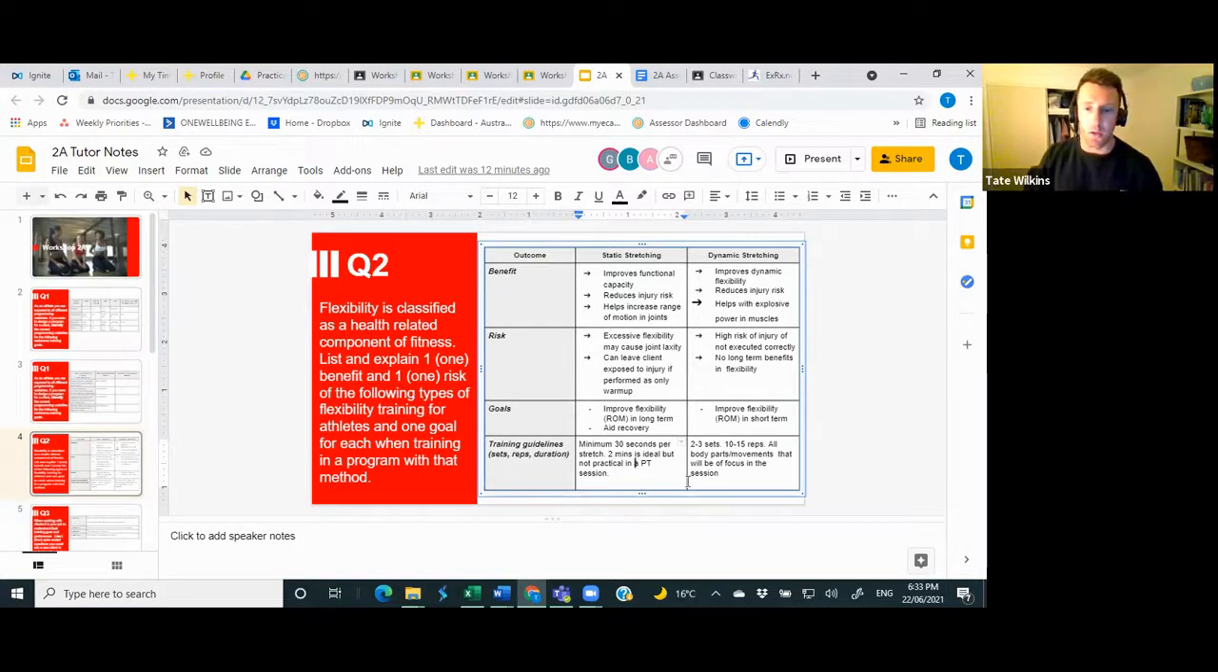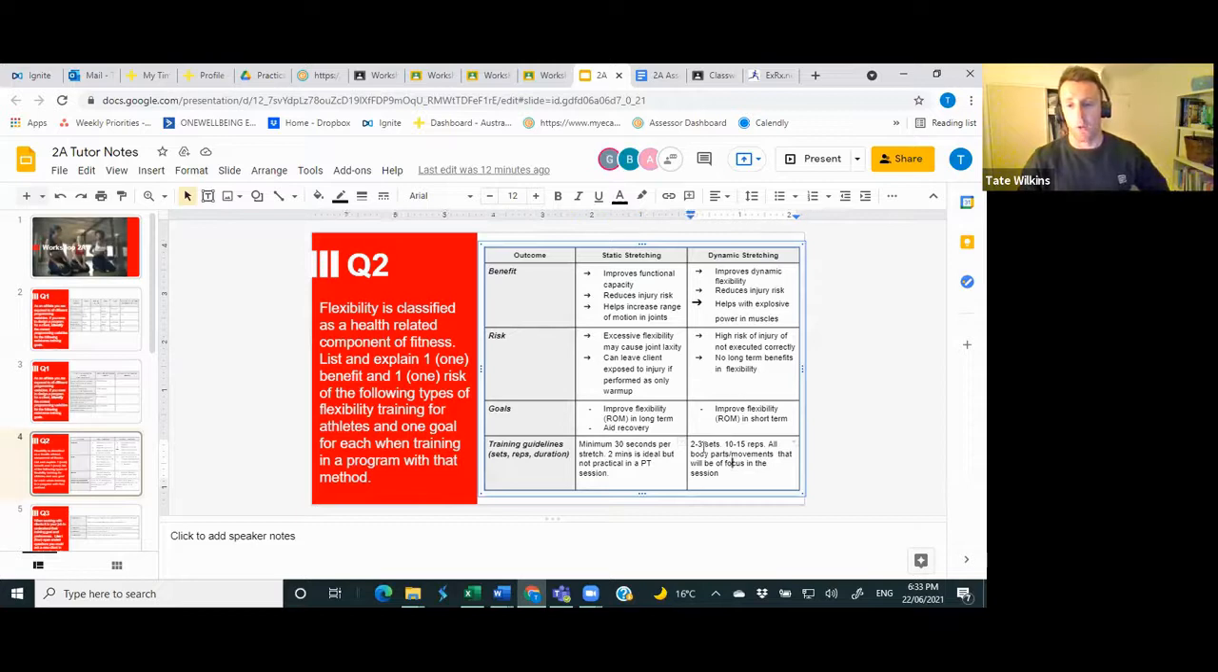Training guidelines, you can probably just put those down. Don't have to rephrase them because they are literally just numbers. So as I said, minimum 30 seconds. 2 minutes is ideal, but not practical in a PT setting. That's why it's always good if you do yoga. Sometimes you actually go and do it. You don't have to force yourself to stretch by yourself. You can just get it done.